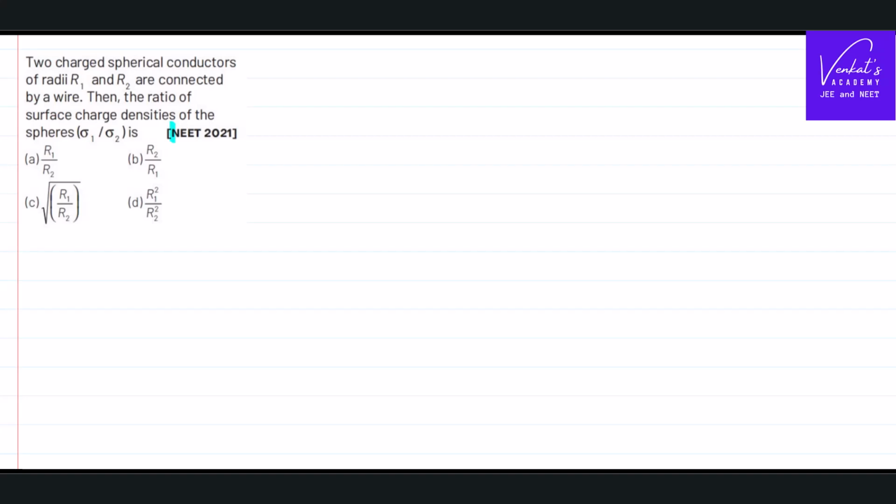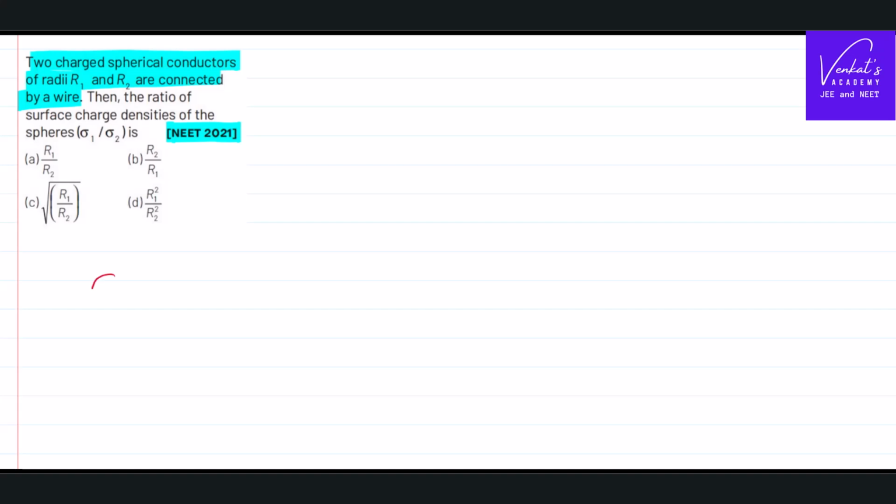This is the NEET 2021 question in electric potential and capacitance. The problem says two charged spherical conductors of radii R1 R2 are connected by a wire. So, let us have a talk about this part first.